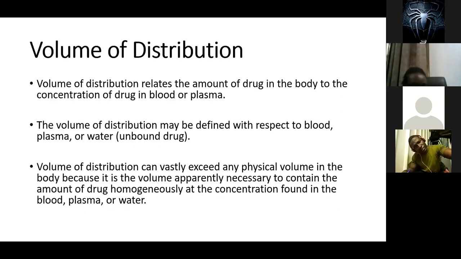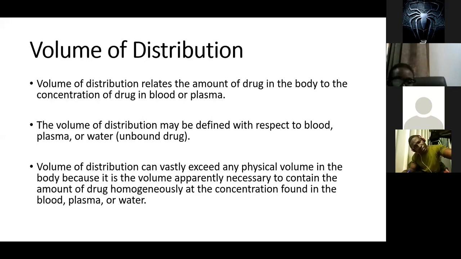So let's look at the volume of distribution closely. Volume of distribution relates to the amount of the drug in the body. It relates the amount of the drug to the concentration in the blood or the plasma. So volume of distribution may be defined with respect to the blood, the plasma, or water. What this means is that you're looking at how much of the drug is available in the blood, how much is available in plasma, and how much is available to water.